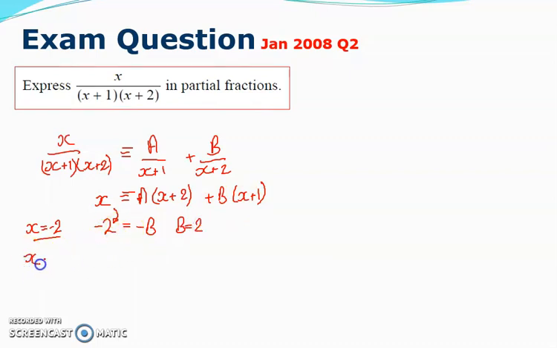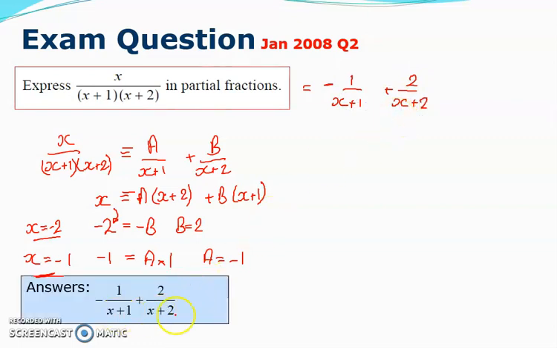And if I do x equals minus 1, then minus 1 will equal, well, this time that one disappears. Minus 1 goes there. I reckon A times 1. So A therefore is minus 1. So if I'm going to write this, it's going to be minus 1 over x plus 1 plus 2 over x plus 2. Now the only thing, I have written it like that, I would have probably written it the other way around.